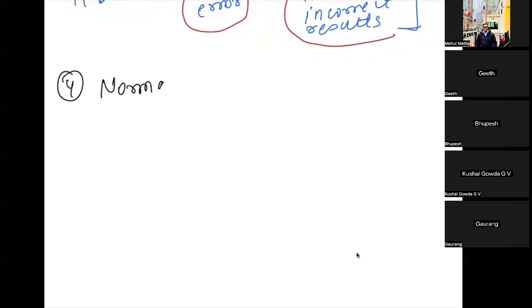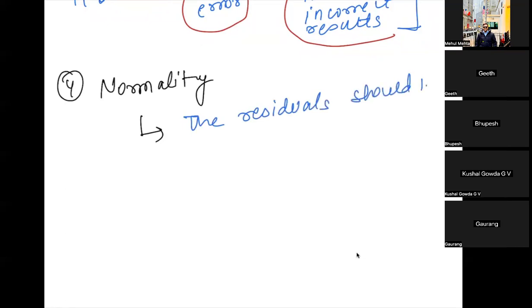Fourth assumption, normality. This basically says that the residual should be normally distributed.